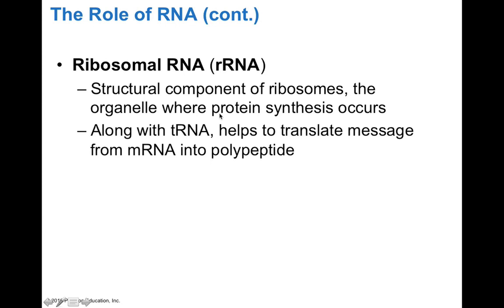Now, ribosomal RNA, or rRNA, is a structural component of ribosomes. It's found where protein synthesis occurs, and along with tRNA, it helps to translate messages from messenger RNA into a polypeptide. So messenger RNA brings in the instructions, tRNA has the recipes, and rRNA really helps out the whole process.